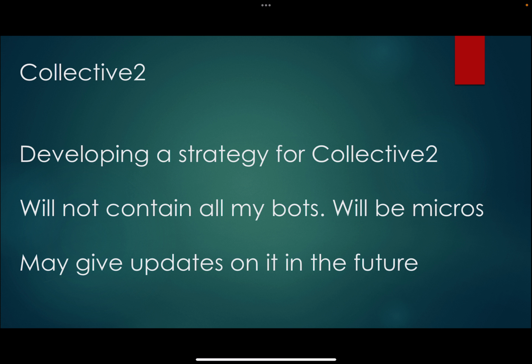Now, Collective 2, part of that quest for the fund is it's been suggested that not just having your own equity curve sometimes is enough. They want to know what it really looks like if you were trading other people's money, other people's capital. Well, I can't do that right now. So I'm developing a strategy. I'm going to put bots in there, but not all my bots. It'll be micros. It'll go on Collective 2. And whether people buy the signals or not is of no consequence to me. I don't expect to make money off of that.